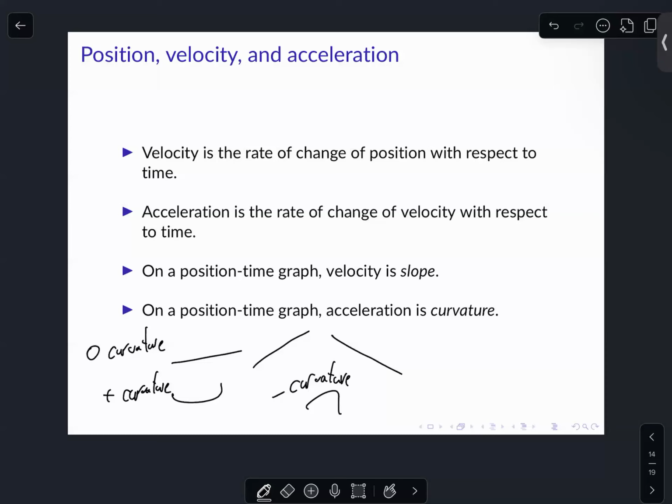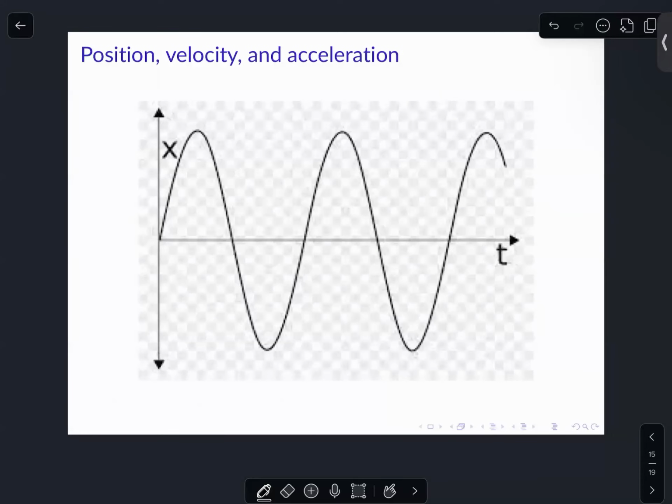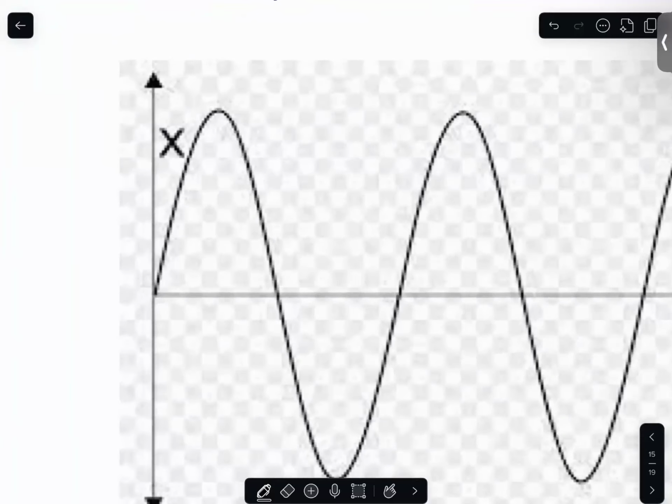The simple way to get this fast is if you have a cup shape. If the cup holds water, it's positive. If the cup is a sad face, it's negative. Yeah, you see? Here's my happy cup. Here's my sad cup. Positive versus negative. Let's apply that now and reason about an oscillation.